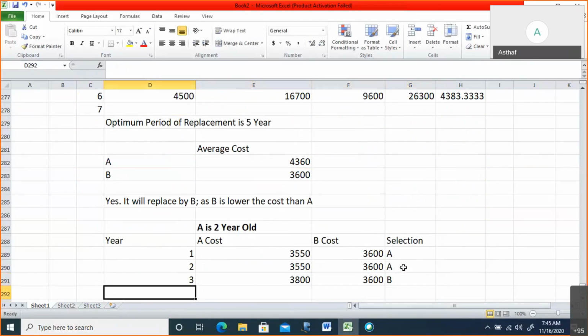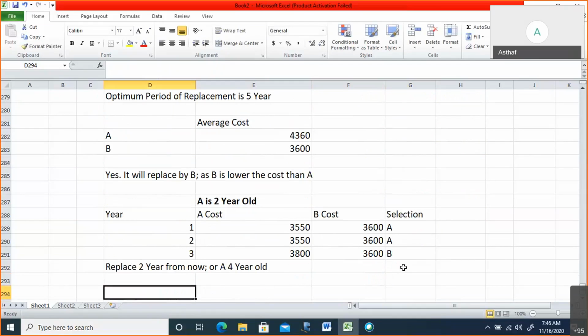So when will you replace? 2 years from now, or at a 4-year-old. How interesting. So take your own time and copy, my dears.